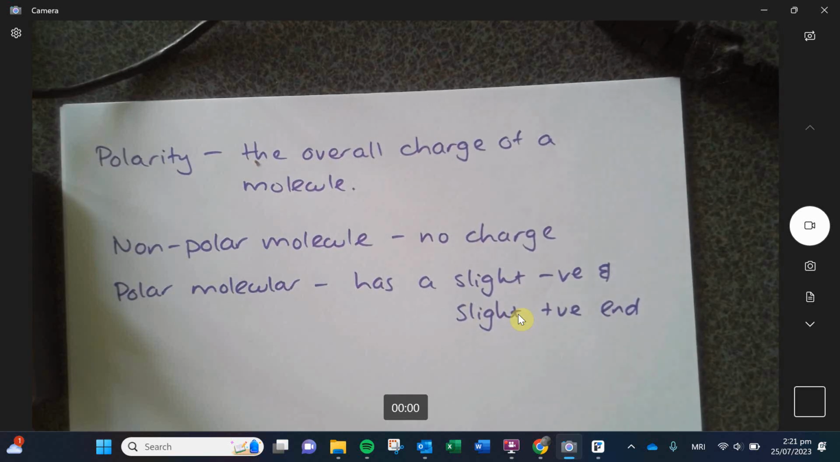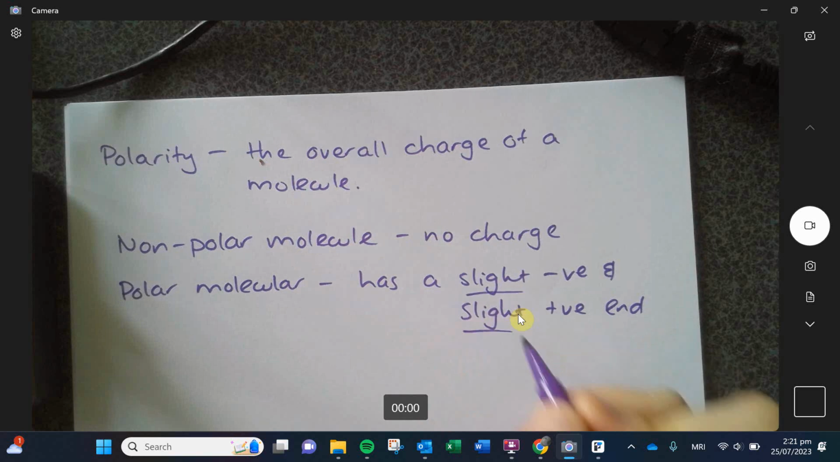All right. So, slight positive, slight negative end. It's important to note when we are talking about this that it is not the same as being positively charged or negatively charged. It's only very slightly.